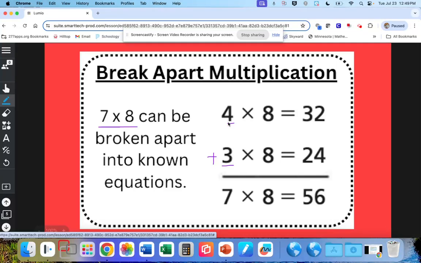So if we know those basic math facts of the smaller numbers a little bit easier, we can do 4 times 8, which is 32, and 3 times 8, which is 24. We then would just add these partials together to get what 7 times 8 is, which is 56. So again, we can break apart our models in order to make them easier.